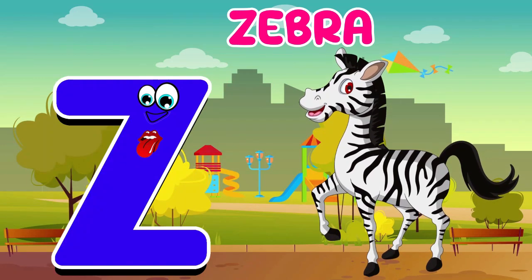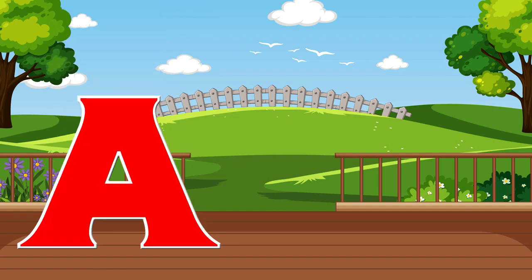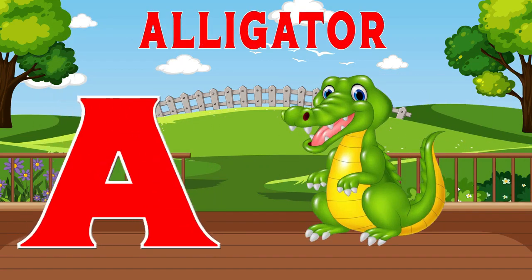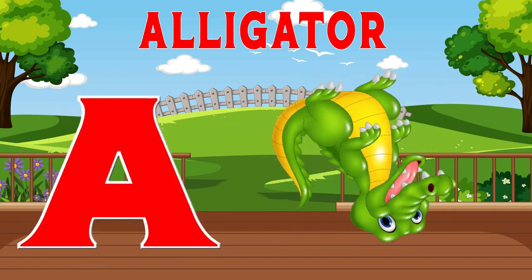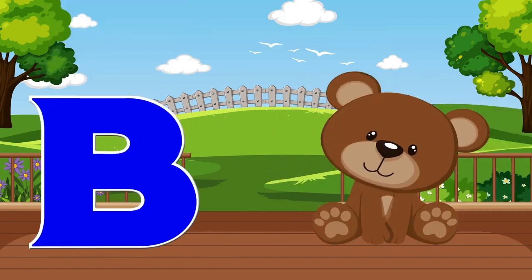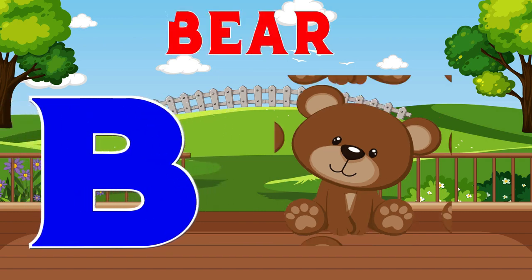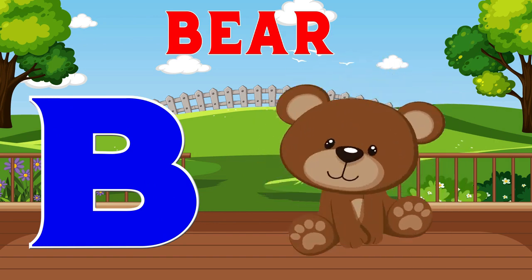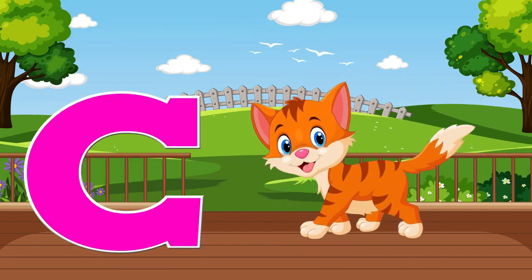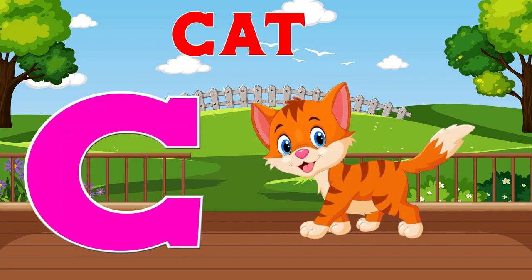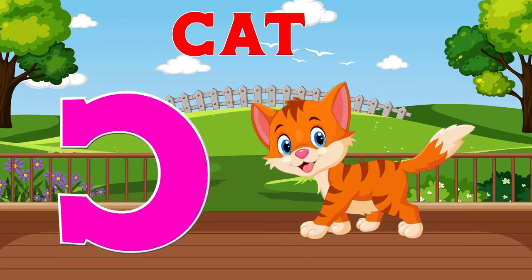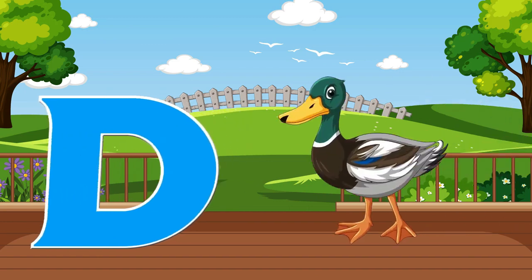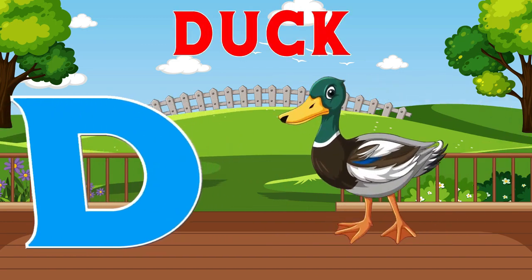Zebra. Z, zebra. A is for alligator. A, a, alligator. B is for bear. B, b, bear. C is for cat. C, c, cat. D is for duck. D, d, duck.